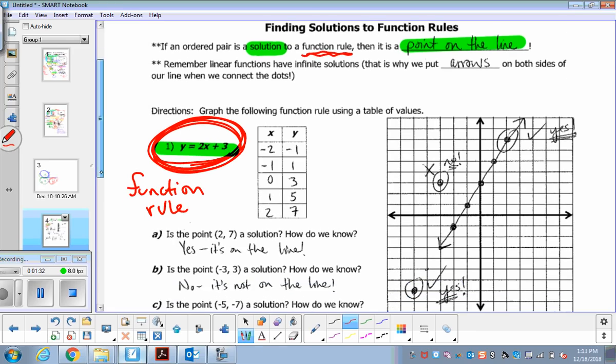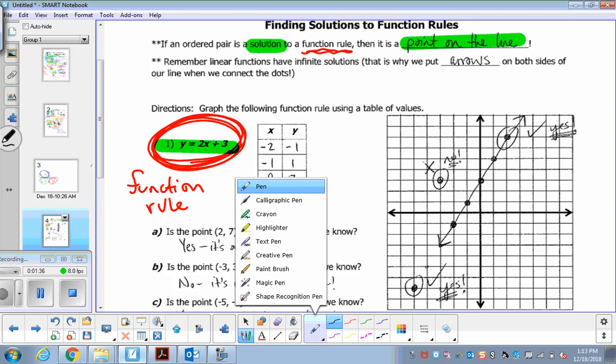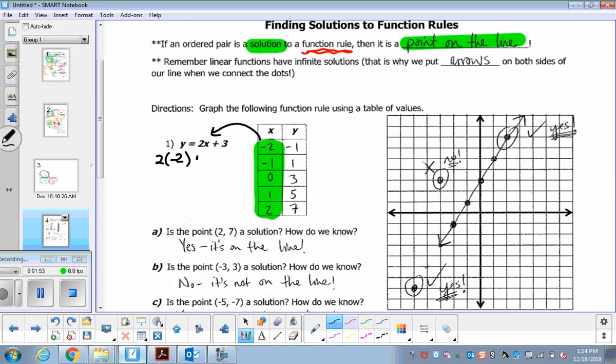Now this table of values here, in your notes, you don't have the domain. If you guys will just plug in, don't copy quite yet, just plug in this number onto your notes. Just write that down real quick. Okay? So for the domain, the first number we're going to plug in is a negative 2. 2 times negative 2 plus 3. Well, 2 times negative 2 is a negative 4. And negative 4 plus 3 is a negative 1. And that's how we get this negative 1.